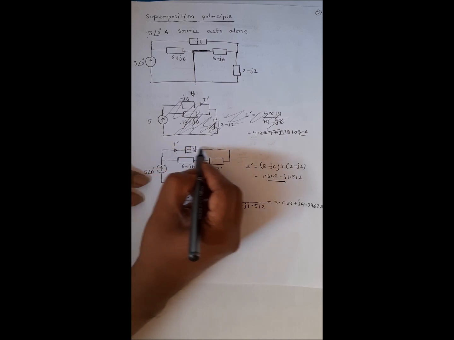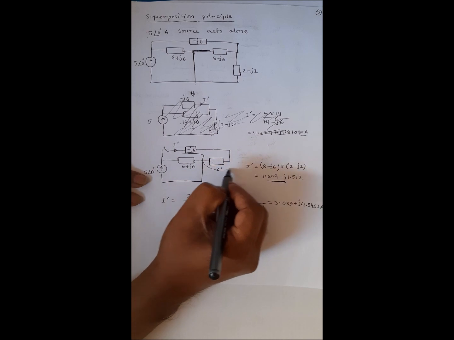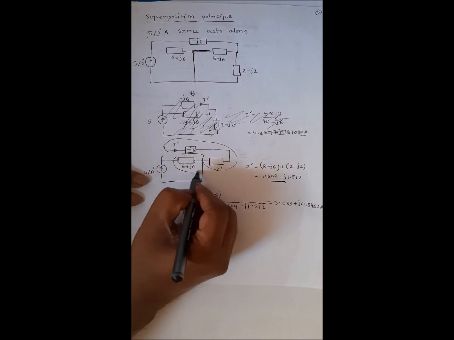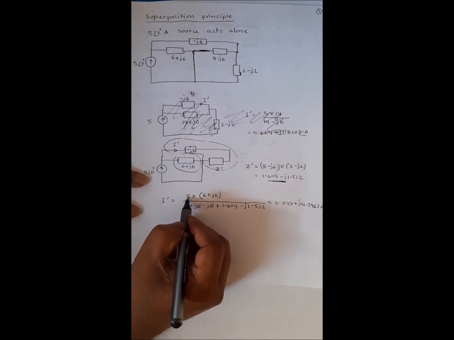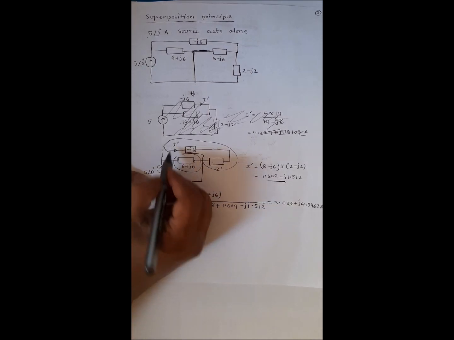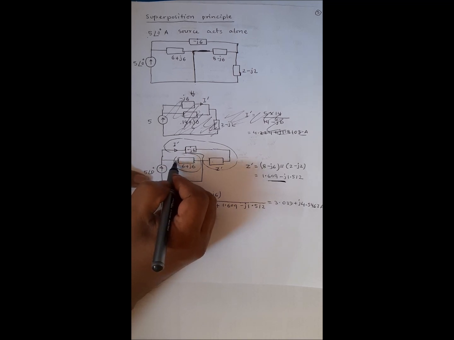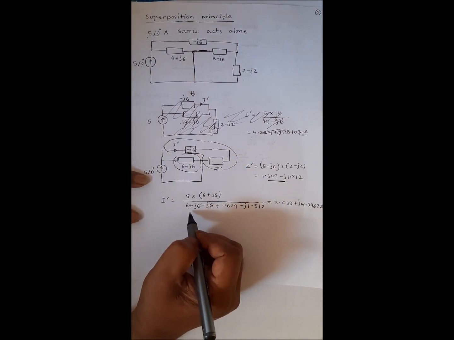So these two branches are in parallel, right? The entire branch from here to here is in parallel with the j6 branch. So you can write 5 ampere current, and I want to find this I prime. I prime will be the total current times the opposite branch impedance over the sum of the impedances of the two branches.